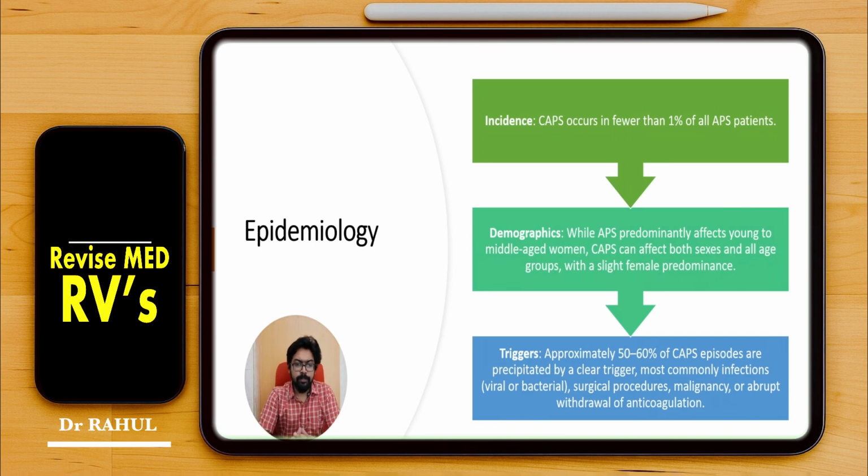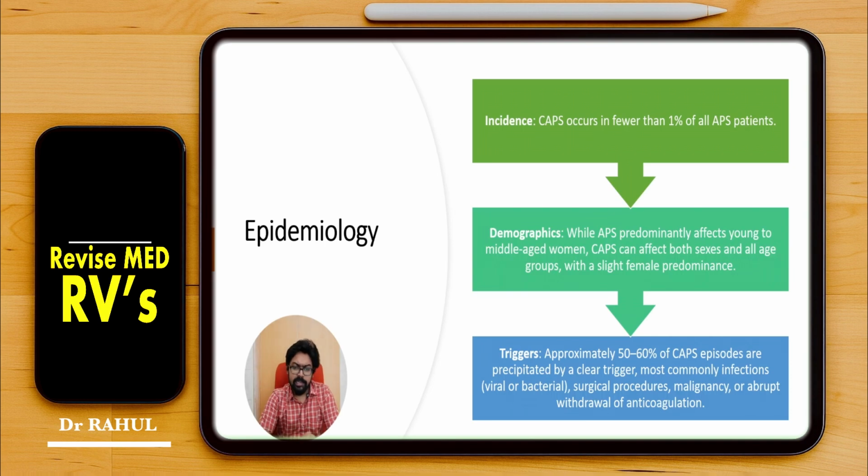Coming to the epidemiology, CAPS occurs in less than 1% of all APS patients. When you come to the demographics, antiphospholipid syndrome predominantly affects young to middle-aged women, while CAPS occurs in both males and females and all age groups with a slight female predominance.